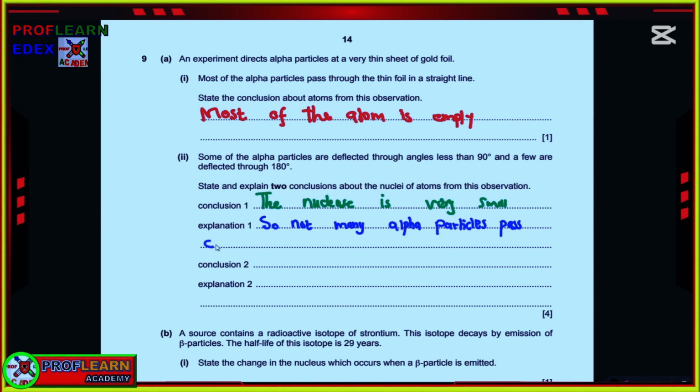We also have the second conclusion: the nucleus is positively charged, so that is why they are repelled away. The nucleus is positively charged, so the alpha particles, which are positively charged, will experience a repulsive force.